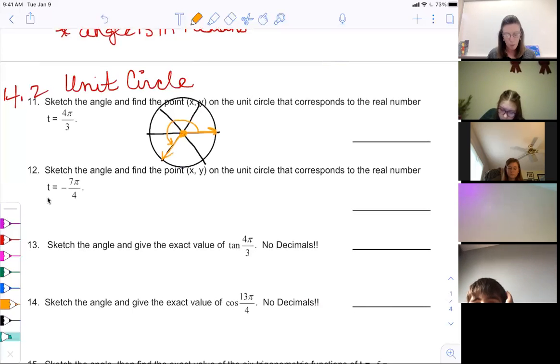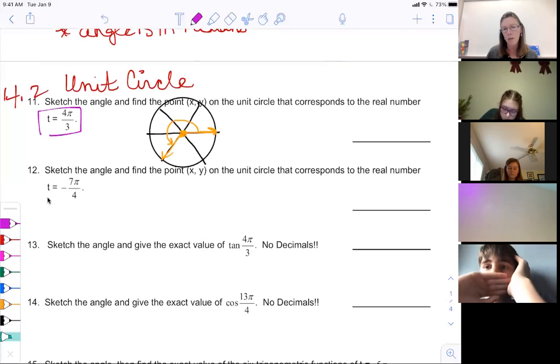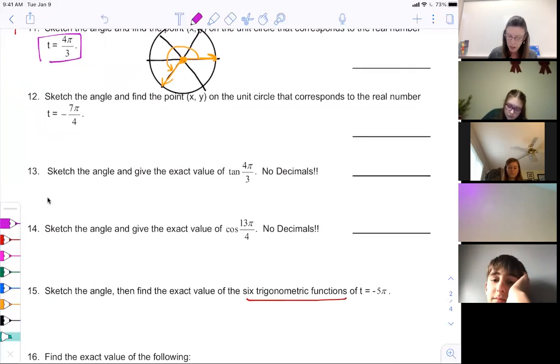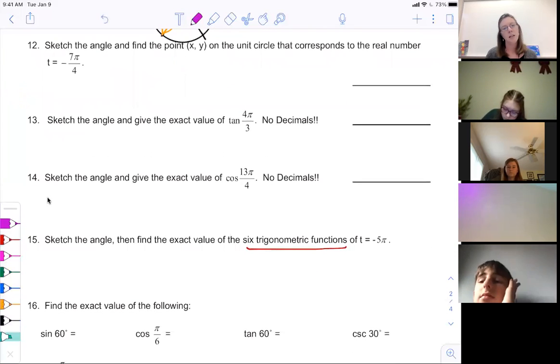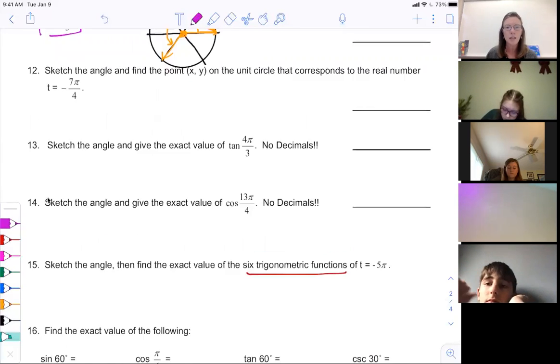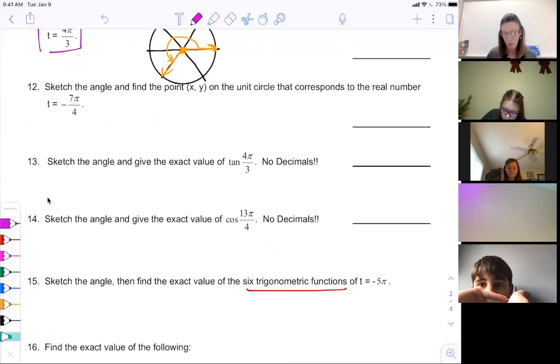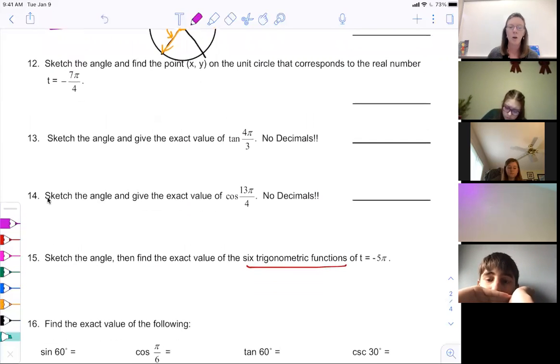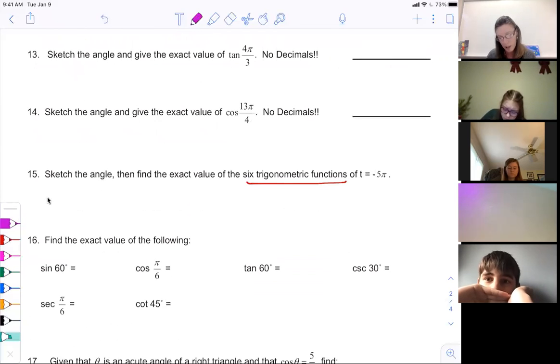And then you're finding the point on the unit circle that corresponds with 4 pi over 3. So think about those ordered pairs that correspond with the angle. So you're going to do that for 11 and 12. And really, you're going to do that for 13 and 14 and 15. The questions are just slightly phrased differently. In 13, you're going to use the point to find the tangent. In 14, you're going to use the point to find the cosine. And in 15, you'll use the point to find all of the trig functions.